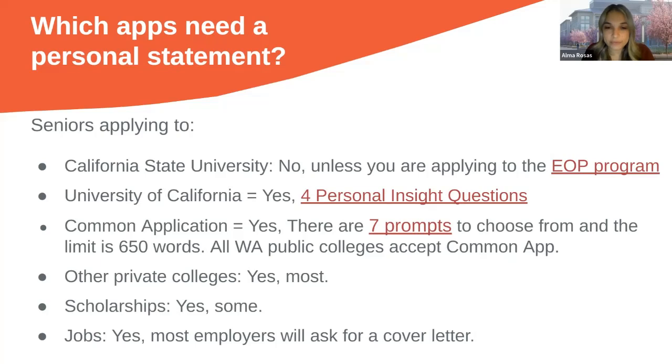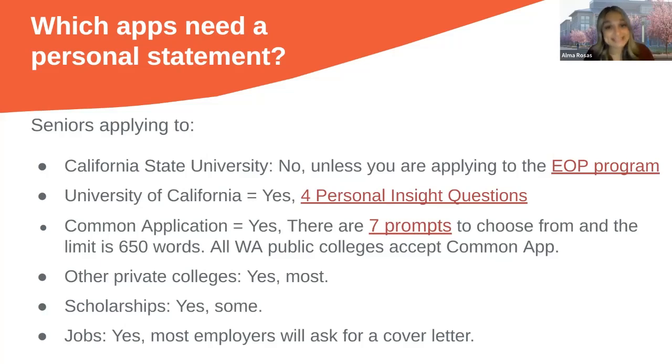For the University of California, that's UCLA, UC Berkeley, UC Merced, UC Riverside, you are going to need a sort of personal statement. They're called personal insight questions. There is a word limit. There's 4. There is about 8 to choose from, and you have to choose 4 out of those. For the Common Application, yes, you'll need a personal statement. There are 7 prompts to choose from, and the limit is 650 words. All of the Washington public colleges are accepting Common Application. Other private colleges, yes, most of them need a personal statement.